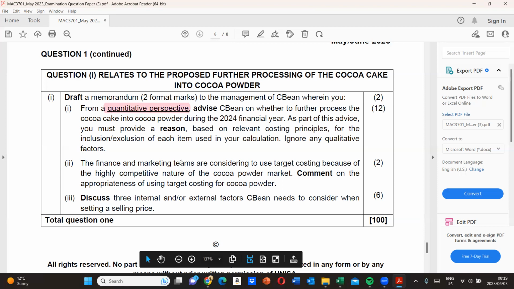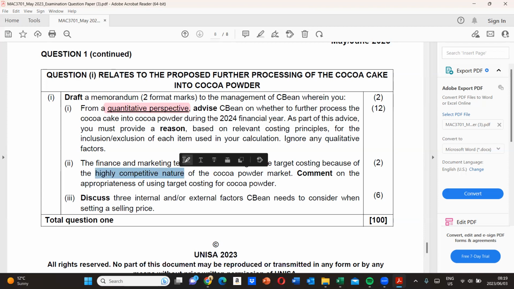Then the finance and marketing teams are considering using target costing because of the highly competitive nature of the cocoa powder market. Comment on the appropriateness of using target costing for cocoa powder. So I want to determine whether we should use target costing. We normally use target costing when the prices cannot be easily changed. So you can just apply that to the scenario to see what is going on there.